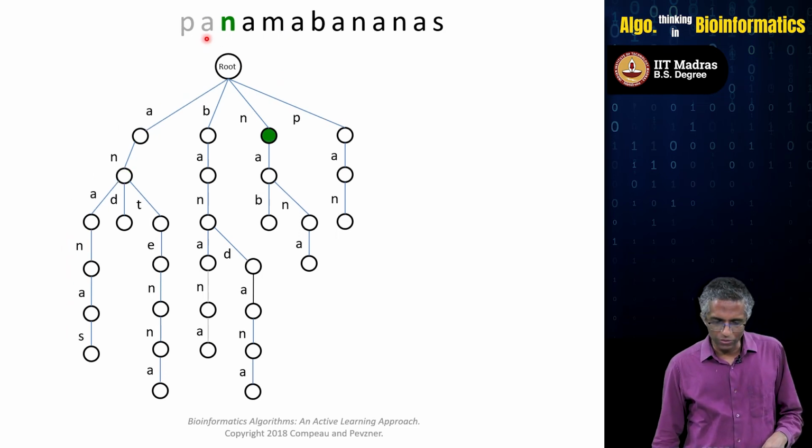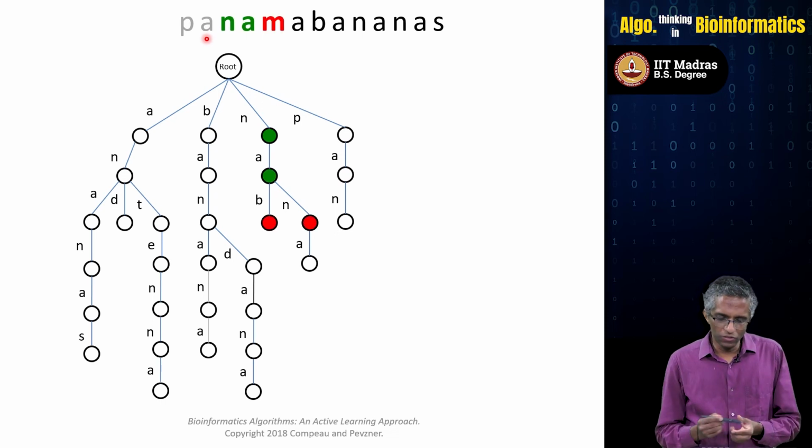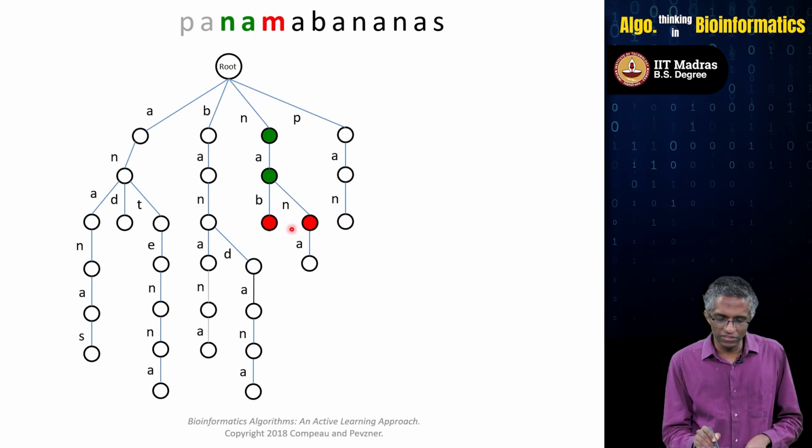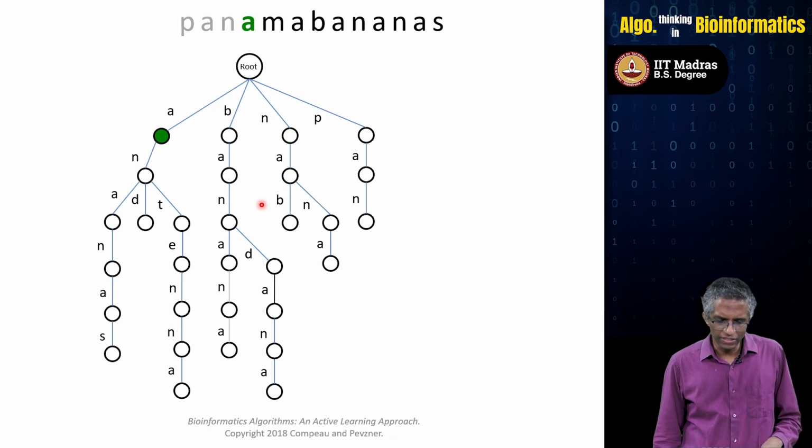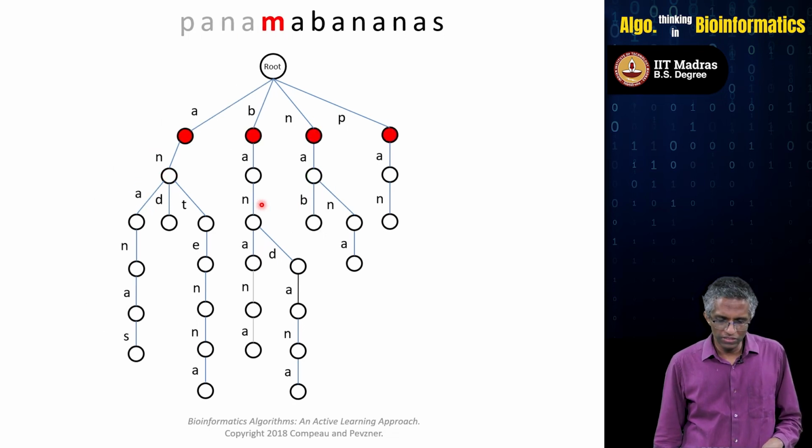So similarly, you can go to the third position. You have NA, and then none of these outgoing branches are matching. So there is no match at the third position in the genome also. Then you have A, no match at the fourth position.